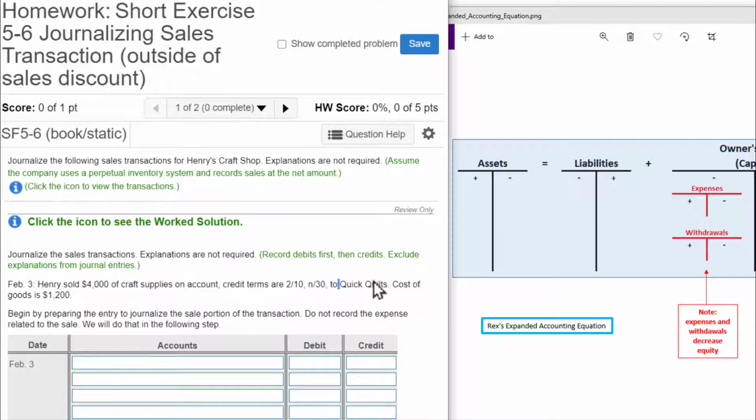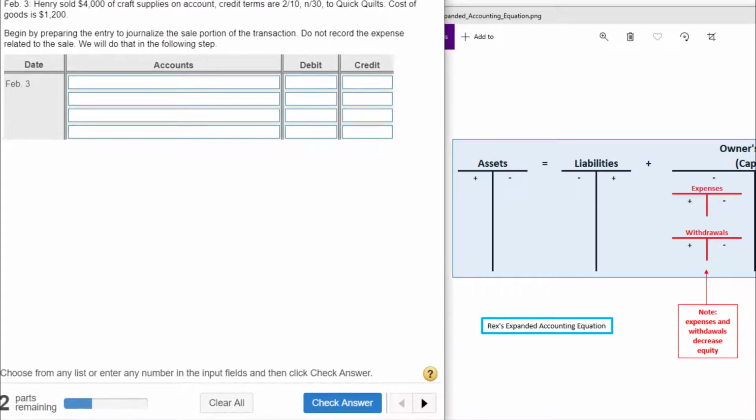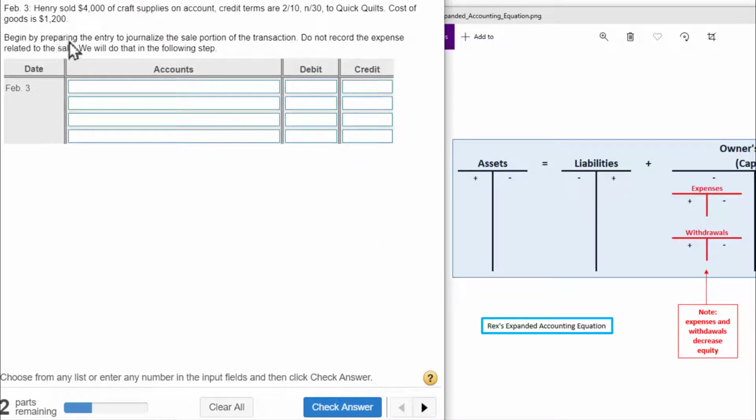And we sold it to Quick Quilts. Cost of goods sold is $1,200. So we sold crafting supplies that cost us $1,200 for $4,000. Wow, huge markup. So let me move this up here. Begin by preparing the entry to journalize the sale portion. All right, do not record the expense, so we'll record the cost of goods sold in the second transaction.